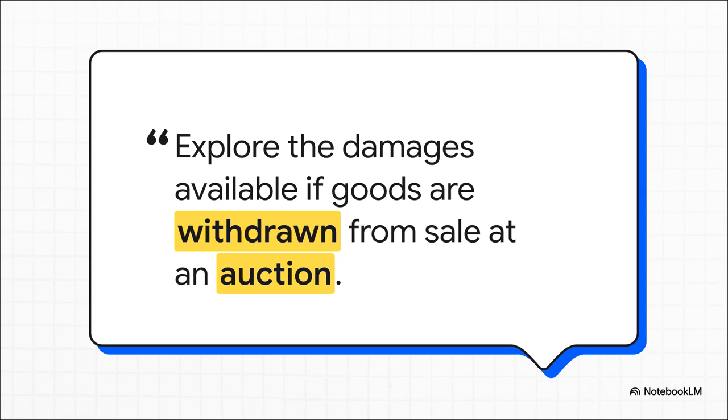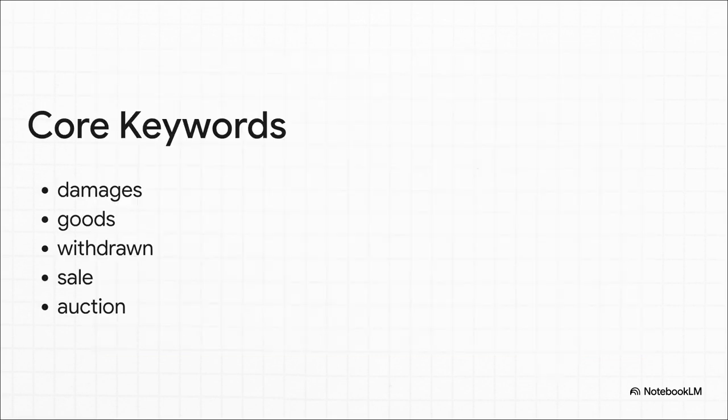Now, your first instinct might be to just copy and paste the whole sentence. Don't do it. That's a huge mistake. The real key here is to break it down. What are the core concepts? There they are. We pull out the words that actually carry the meaning. These are our building blocks: damages, goods, withdrawn, sale, and auction. All those other little words like explore, the, and if, to a search engine, that's just noise. We want to isolate the essential ideas.